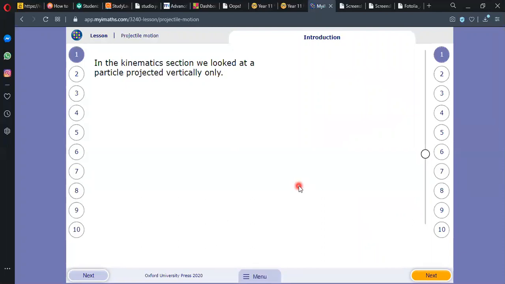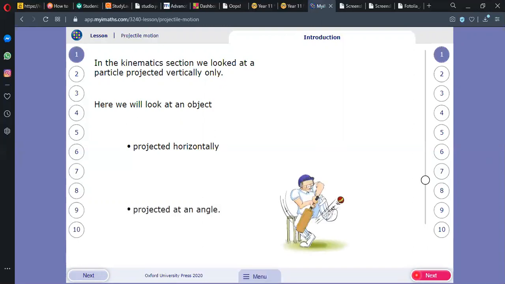In the kinematics section, which we looked at before, we looked at a particle projected vertically only, okay? Here, we will look at an object which is projected horizontally. You can take a flip back to your kinematics, which you were taught before, previous knowledge, on particles being projected vertically, okay?